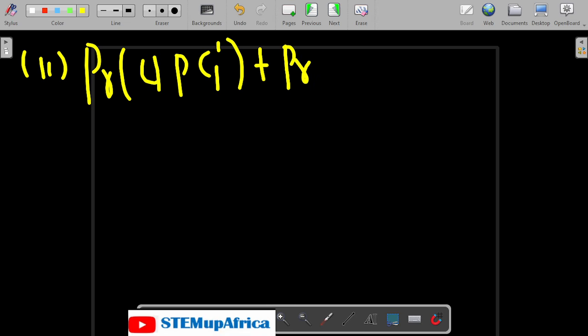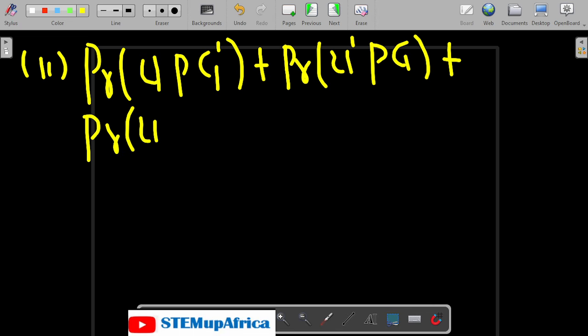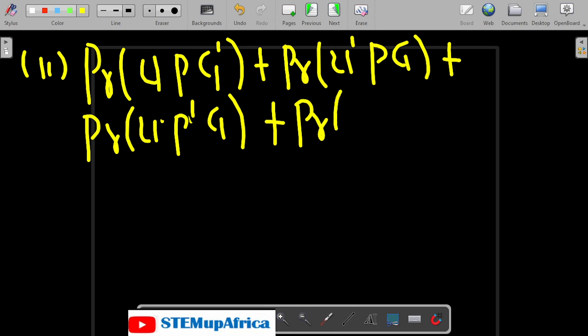Or the probability that Uche failed to get the A1, that means Precious got it and Godwin got it, plus the probability that Uche got it, Precious failed to get the A1, then Godwin got it. So these are the conditions for at least two, or the probability that Uche got it, Precious got it, and Godwin got it.